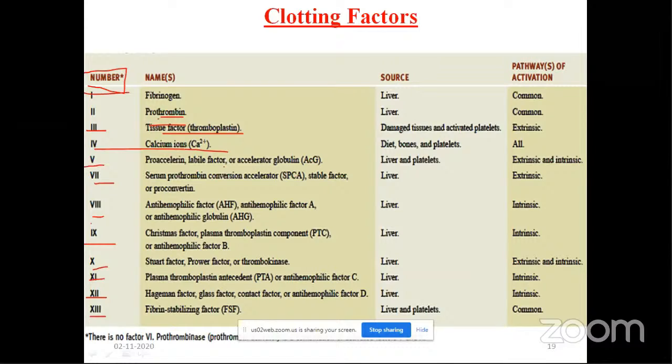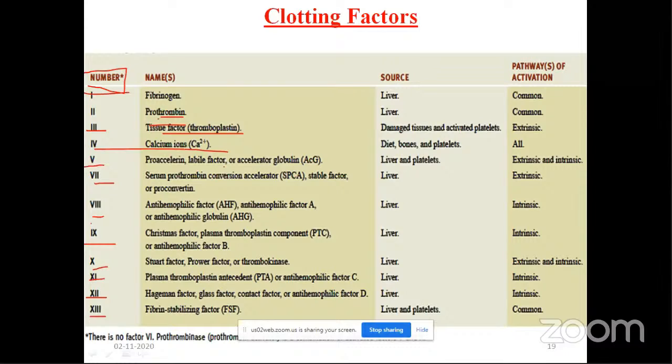Now factor number 7, there is no factor number 6. Factor number 7 is called serum prothrombin conversion accelerator, or it is also called stable factor. So in contrast to factor number 5, which is used up, the labile factor, you have factor number 7, which is a stable factor. And then factor number 8, you will find it easy to remember in this way.